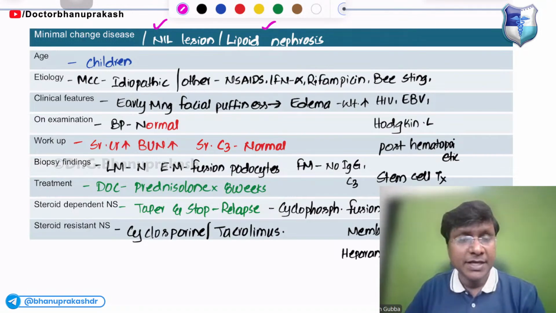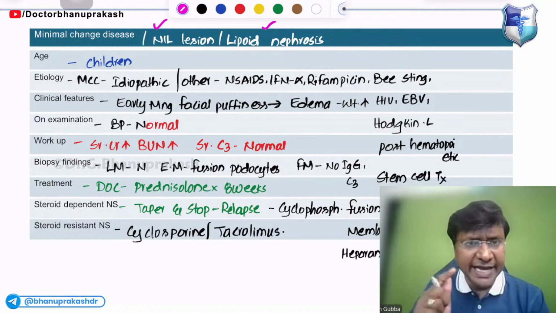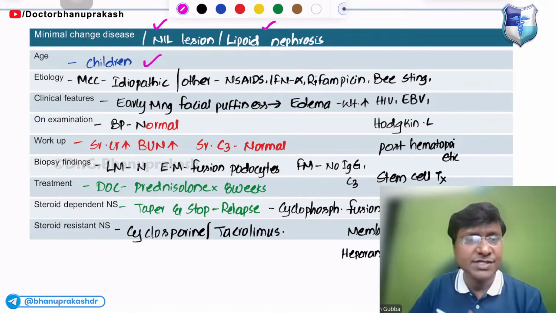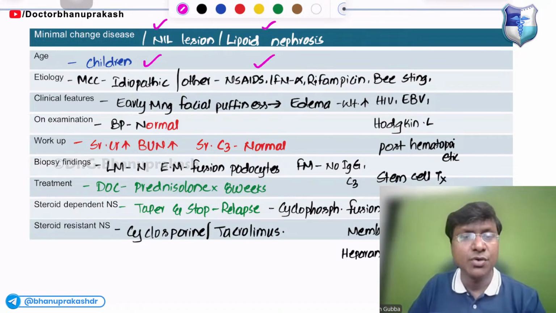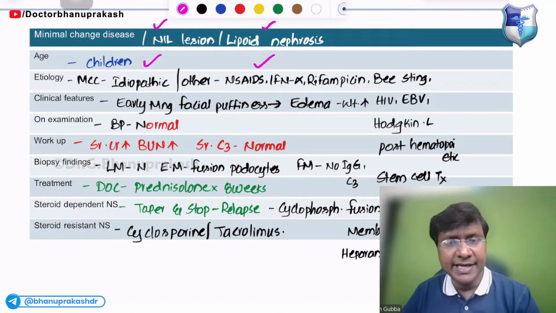Now, if you take the age group at which you see minimal change disease, it is commonly observed in children. And the most common cause is idiopathic. We don't know what exactly is the cause, but we have some drugs which can contribute to minimal change disease, like NSAIDs, interferon alpha, and rifampicin.